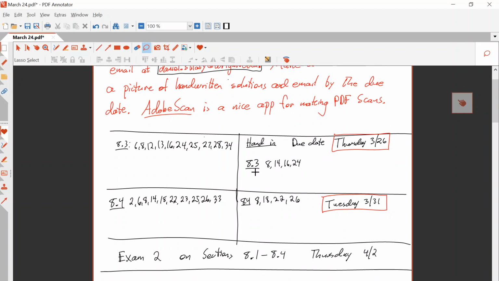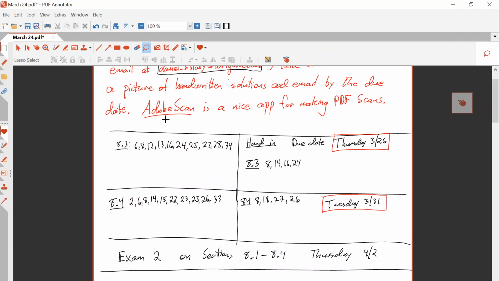So, Section 8.2 is due today. Please email that to me as soon as you can. Look for solutions posted on the course website. And 8.3 is due next time.